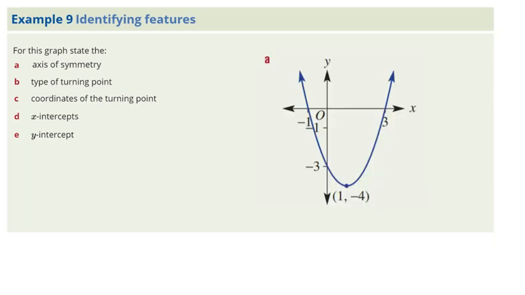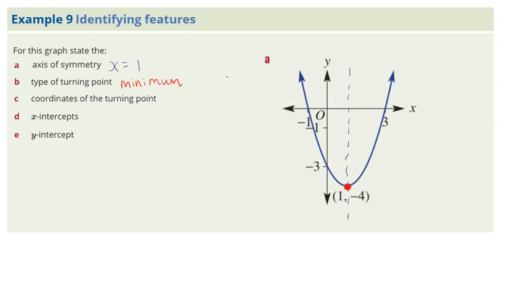All right, let's identify the features of this parabola. So the axis of symmetry, that's the line through the middle. And I can see that that's at the point x equals 1. I'm reading that just off the coordinate from the turning point. The type of turning point. So the turning point's down here, it's at the lowest point or the minimum.